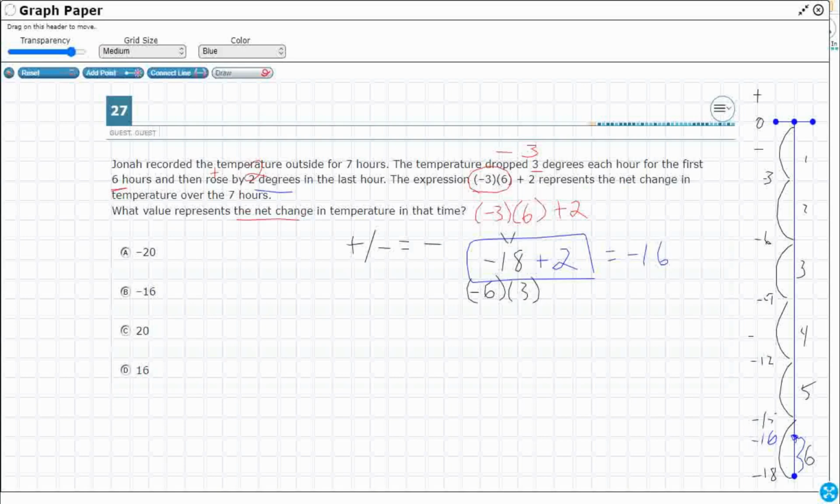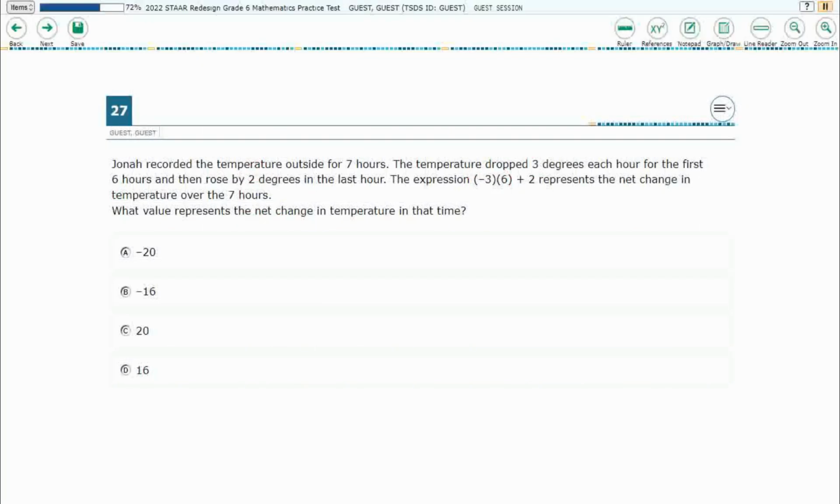If you want to use a commutative property and flip it around, you could do this. This is the same thing. I just flipped the +2, right? And the -18. That's a little bit easier to see your -16. So your answer is B.